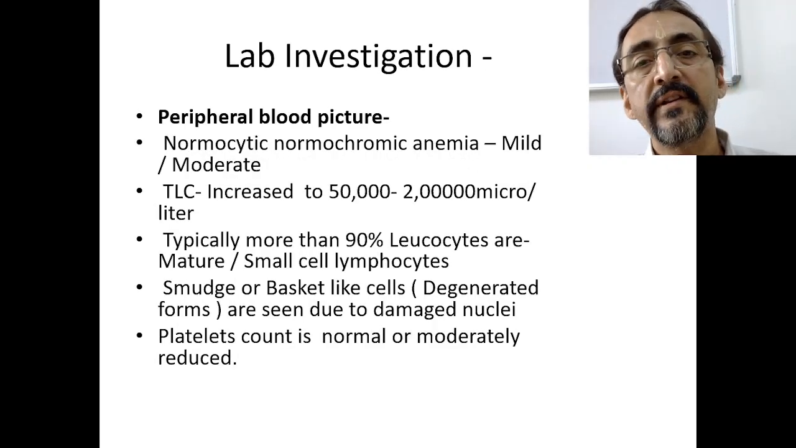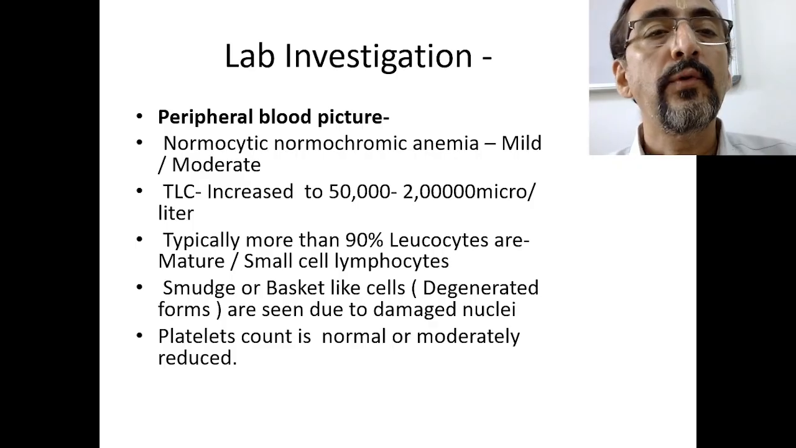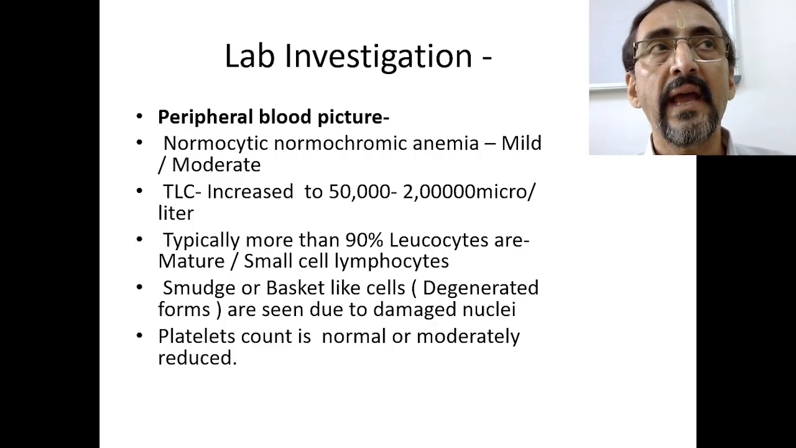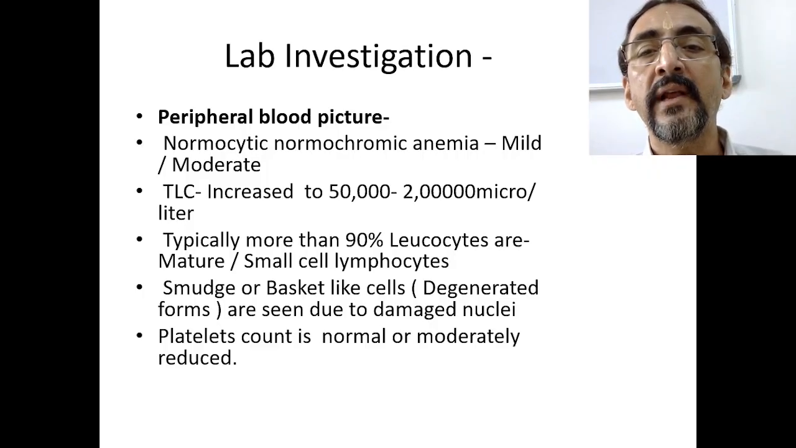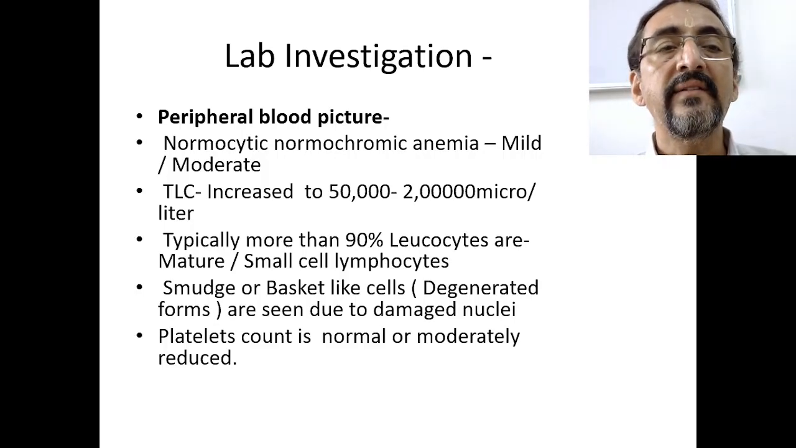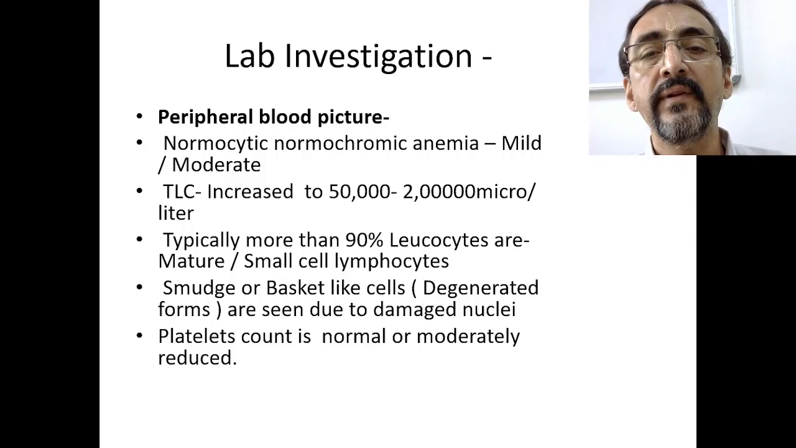Looking into the lab investigation of CLL, we have to go for the peripheral blood picture. Normocytic normochromic anemia will be seen, not iron deficiency anemia. This is a bone marrow anemia. Therefore, normocytic normochromic anemia of mild to moderate level will be seen. Then TLC, very important, is increased up to 50,000 to 2 lakhs per microliter.